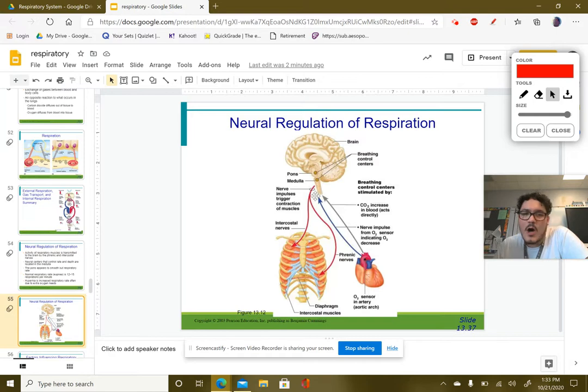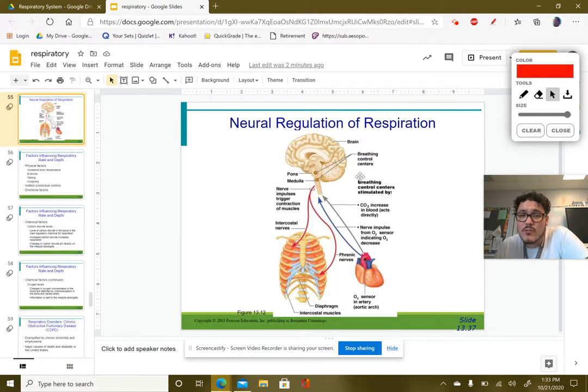Here we see all of that I was just mentioning, just in picture format. We're able to see the breathing control centers, the pons and medulla, the nerves like the phrenic and intercostal nerves that communicate to the muscles around the lungs. And you also see that the heart communicates back to the brain via these O2 sensors, which we're about to talk about in just a bit.